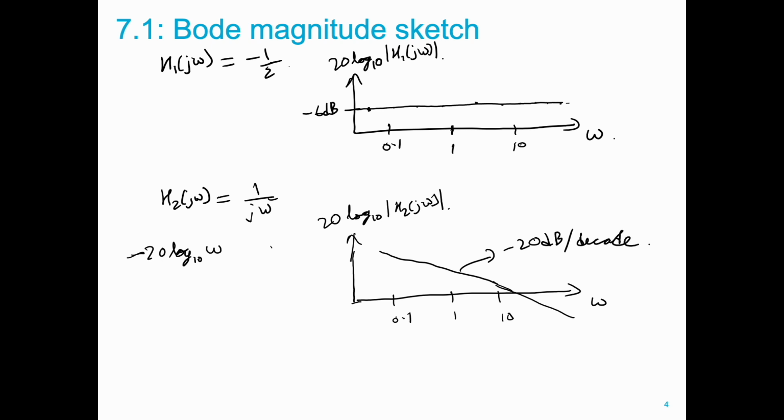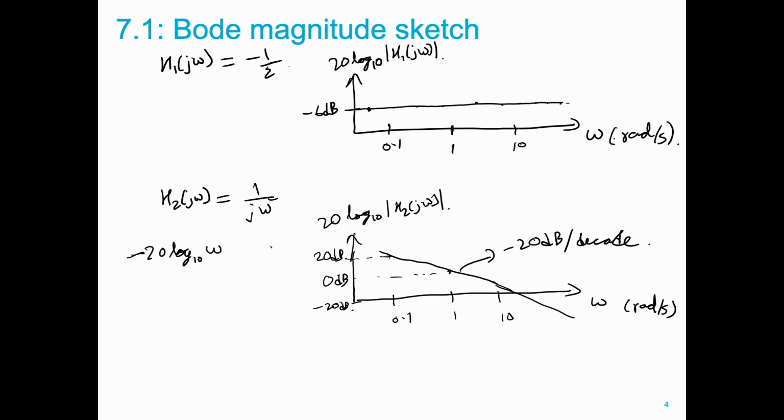Now let's take a look at the value at omega equals 1 radian per second. By the way, the x-axis is in radians per second, right? So when omega is 1, minus 20 log 1 is 0, so you get 0 decibels over here. Now when omega is 0.1, this coordinate is going to take a value of plus 20 decibels, right? And at omega equals 10, you're going to have minus 20 decibels.